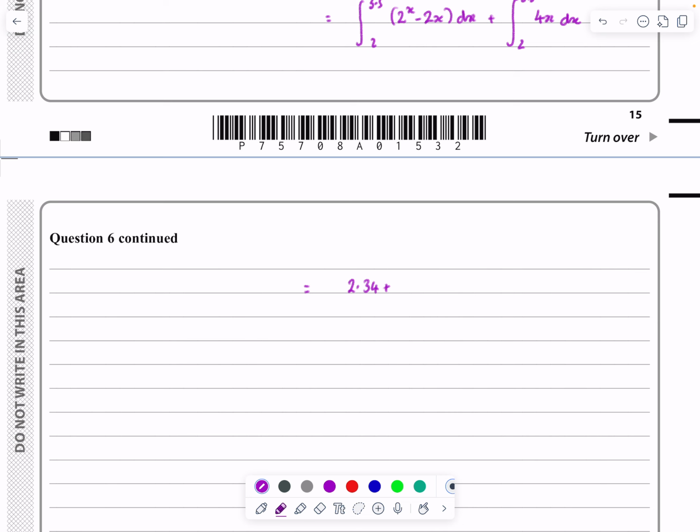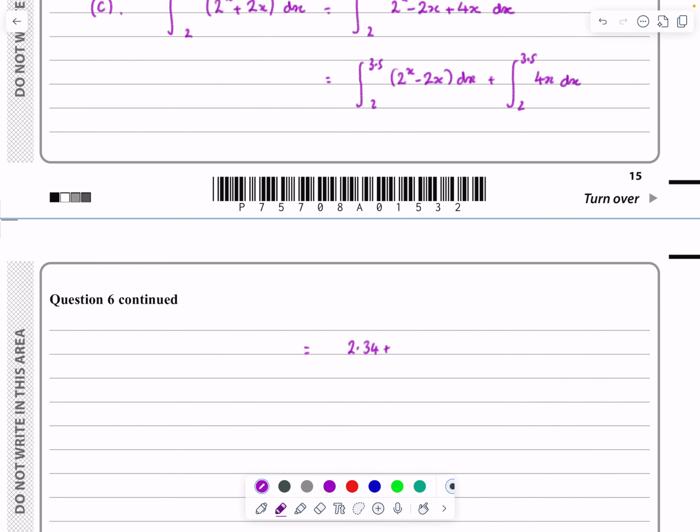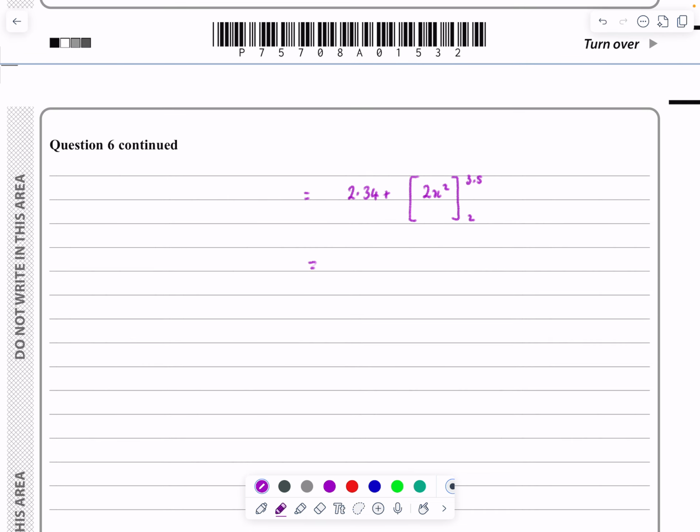2.34 plus, well, what is the integral of 4x between 2 and 3.5? Well, the integral of 4x, add 1 onto the power, divide by the new power, becomes that. Well, I'm not even going to do all that. I'm going to write that as being 2x squared. So that's plus 2x squared between 3.5 and 2, and then just stick those values in. That works out to be 2.34 plus 16.5. And so the whole thing for that one works out to be 18.84. So that's how we do part 1.